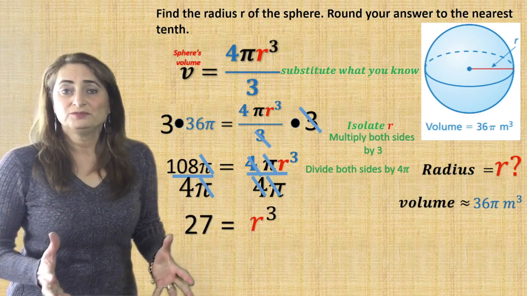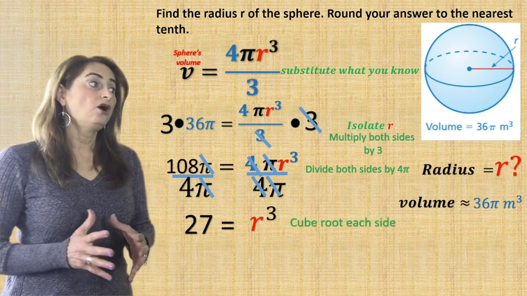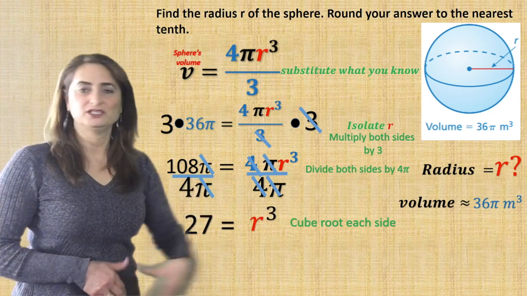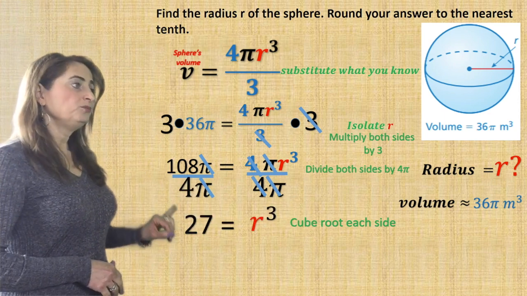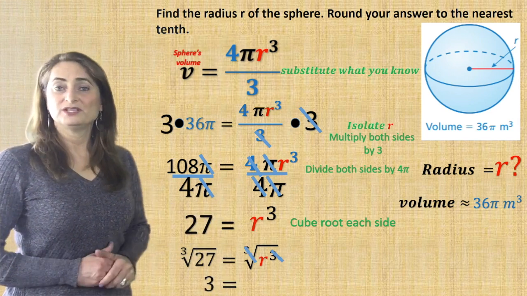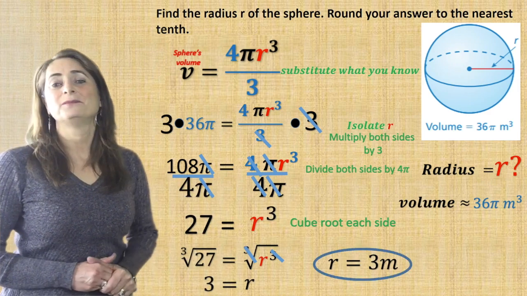Now I don't want r cubed, I want r, which is the radius. So the inverse operation of cubing a number is the cube root. So cube root each side. The cube root of 27 equals 3. Cubing and cube root, they cancel each other. You bring the r down, so the radius equals 3 meters.